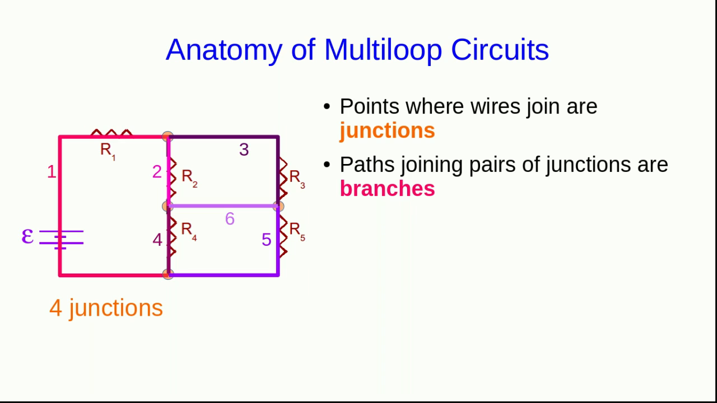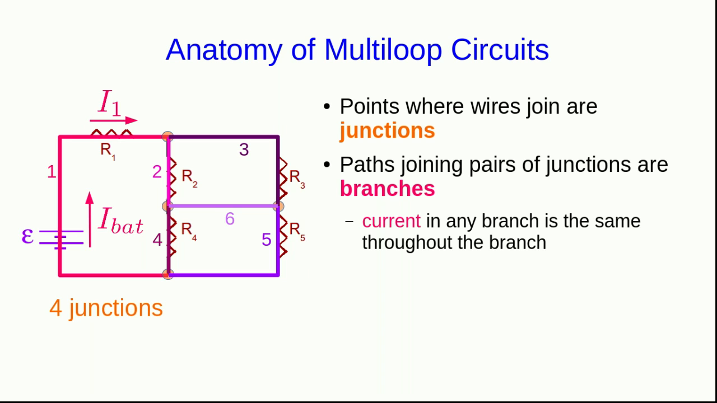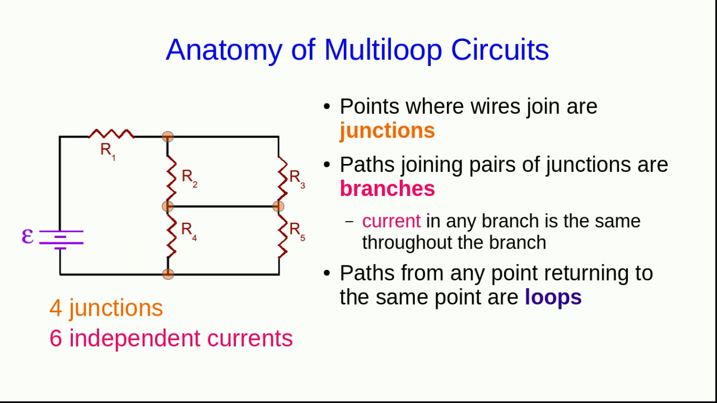The particularly important thing about branches is that if you know the current anywhere in a branch, since there are no junctions along the branch, the current has to be the same everywhere else in that branch. So in this example, we can see that the current through the battery has to be the same as the current through resistor 1. And so the fact that we have 6 branches in this circuit tells us that there must be 6 different currents. Finally, a path from any point which returns to the same point is called a loop.